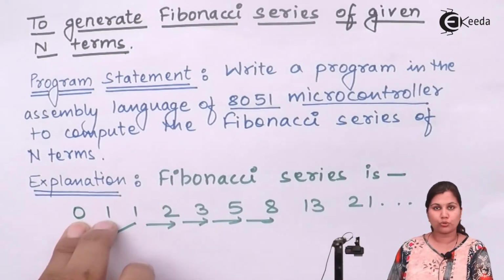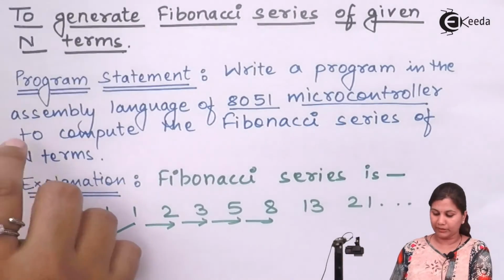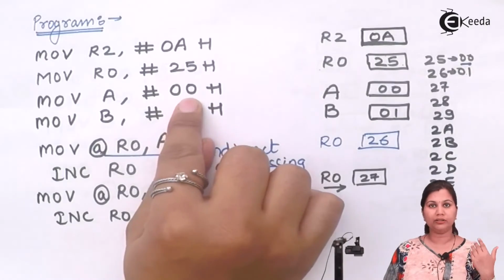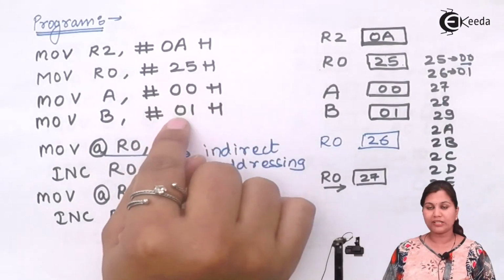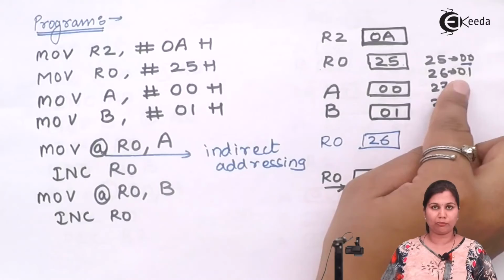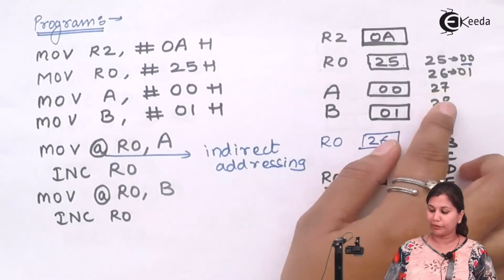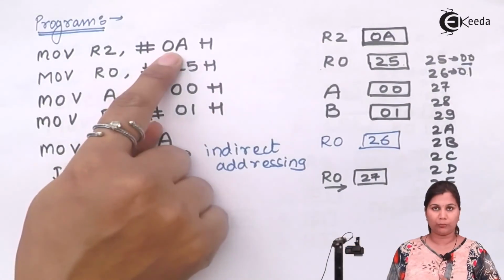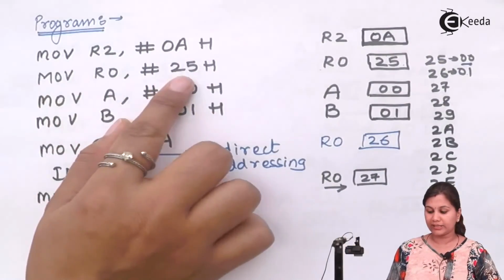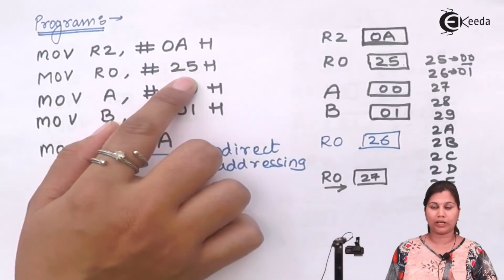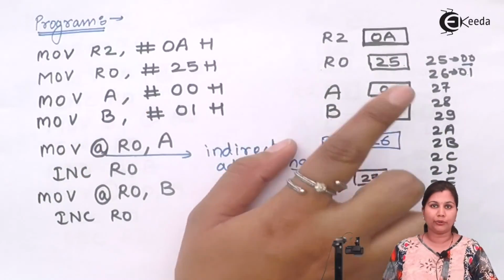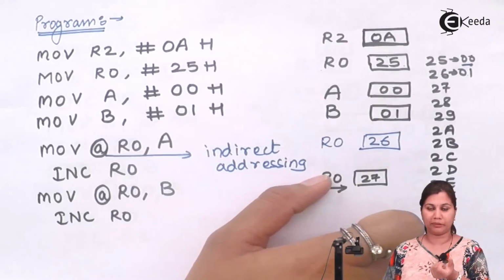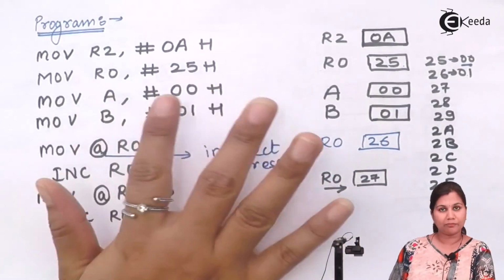We have given these two numbers 0 and 1 in the program itself. You can see in the program we have provided the microcontroller 00 and 01, the first two numbers of the Fibonacci series. After that, because we want to generate the Fibonacci series for 10 numbers, we have used a counter, and we want this series to be stored in memory starting from the 25 memory location. That is, 25 is the address of that memory location. So that we have provided.